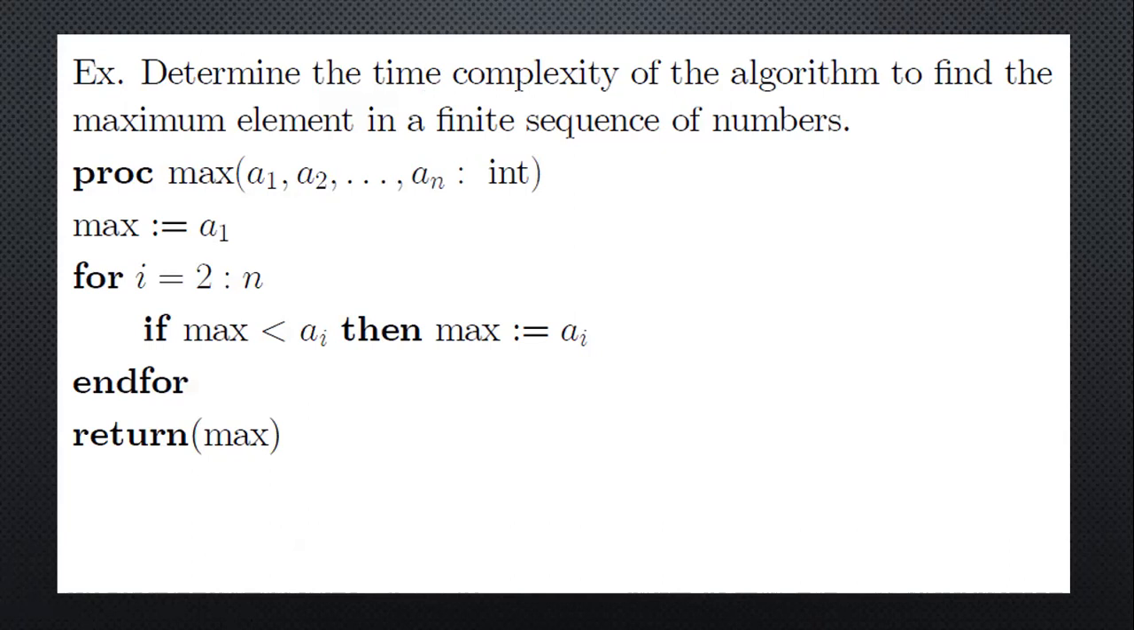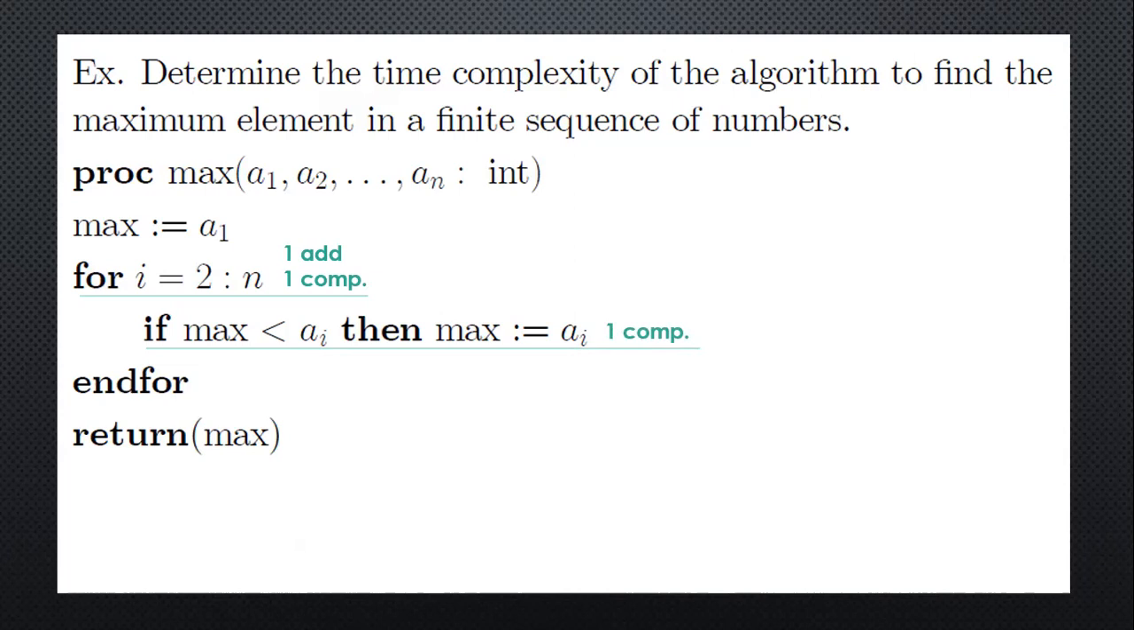For i from 2 to n. This is a comparison, right? Is i greater than n, and i plus plus. So we get an addition. So right there in the loop increment, we get an addition and a comparison. If the max is less than a sub i, that's a comparison, then assign the max to a sub i. Assignment doesn't count, so we get one more comparison there.